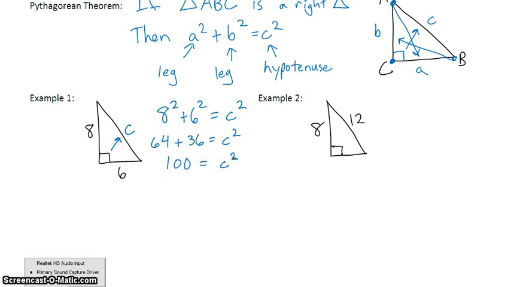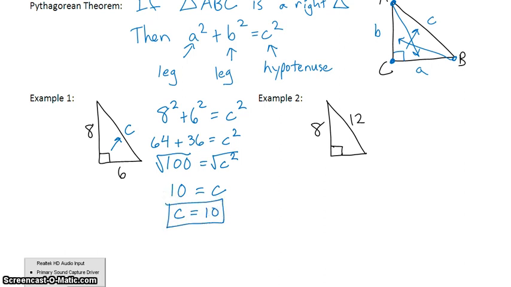Now we need to solve for c. c right now is being squared. To undo squaring, we square root. The square root of 100 is 10. And the square root of c squared is just c. So c equals 10.